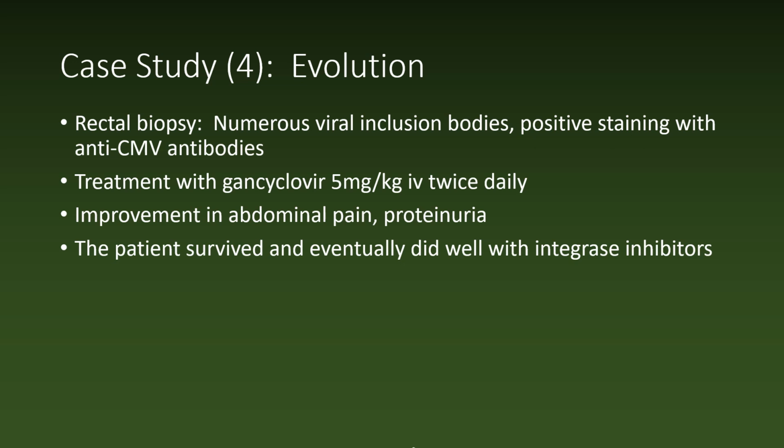He was treated with ganciclovir 5 milligrams per kilogram IV twice daily, had improvement in abdominal pain, and the proteinuria disappeared. The patient survived and eventually did very well with integrase inhibitor treatment.